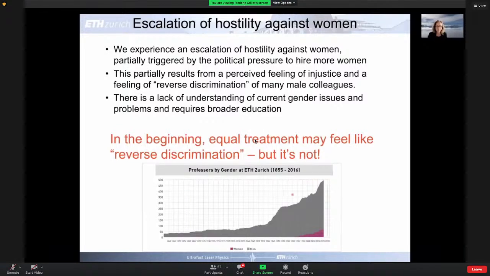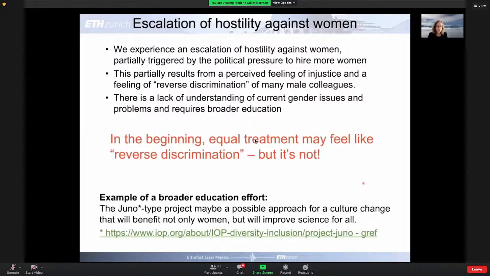because for the longest time, the men were just within their own group. And now, with the political pressure, these women are coming. But at this point, women are still a small minority, and the growth is still smaller than with the male colleagues. So an example of how you can do a broader education is shown in the UK with this Juno type project, especially geared for the physics department, and you find the link here.